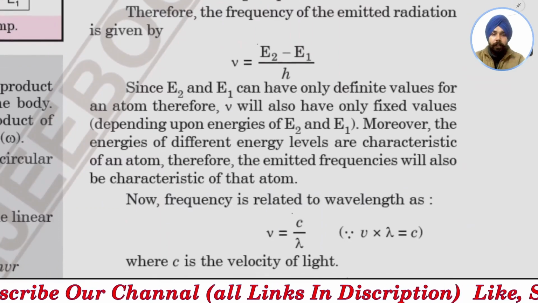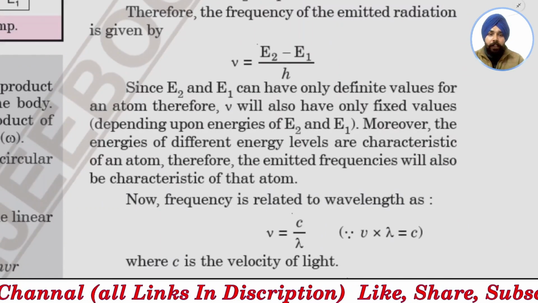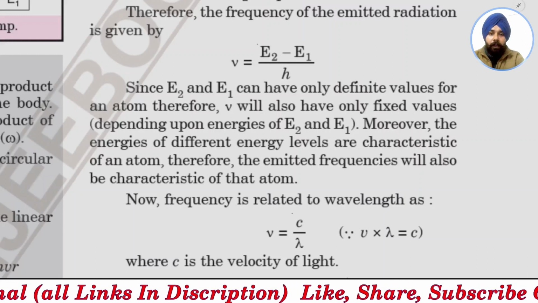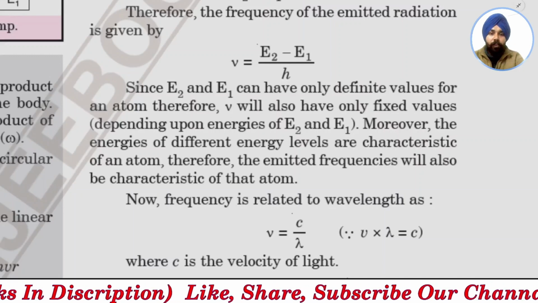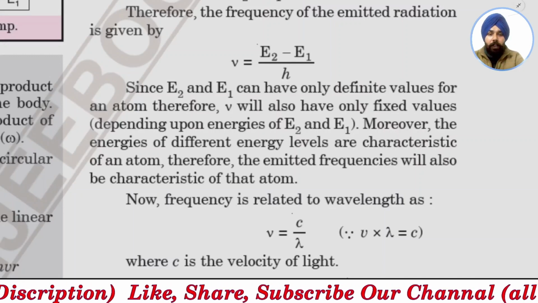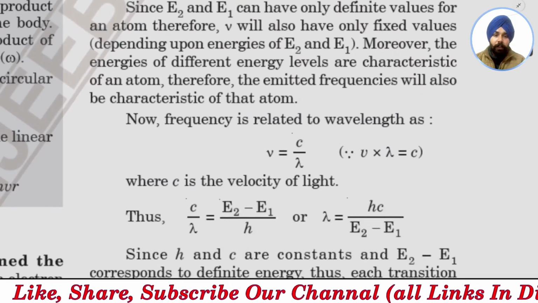Since E2 and E1 have definite values for an atom, and h is a fixed value, moreover the energy difference and energy levels are characteristics of an atom. Therefore, the emitted frequency is characteristic of that atom. Now, frequency is related to wavelength: nu equal to c upon lambda, where c is the velocity of light and lambda is the wavelength.